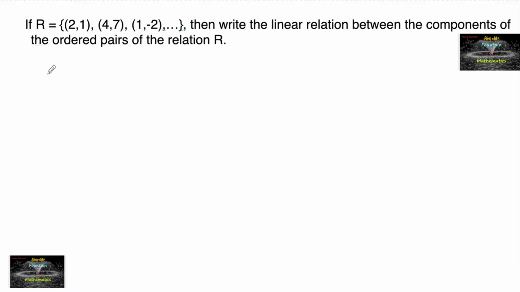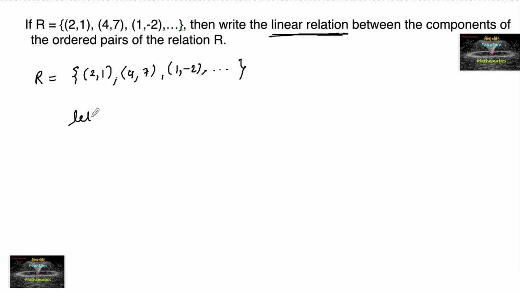If R is equal to {(2, 1), (4, 7), (1, -2)} and so on are the terms of a relation, then write the linear relation between the components of the ordered pairs of the relation. Since the question is about the linear relation, let us consider y = ax + b to be the required linear relation.